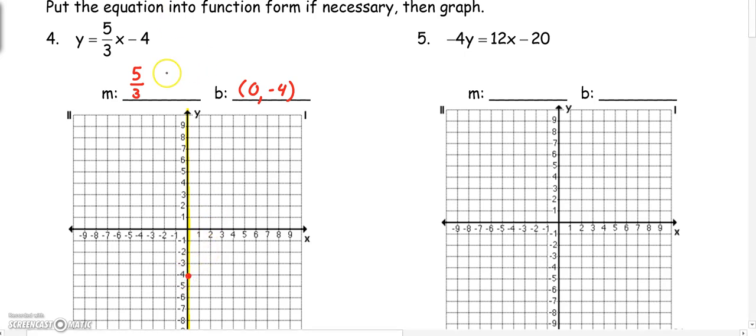Then I use my slope. My first number tells me if I go up or down. Because it's positive, I go up 5 and then right 3. So from my first point, I'm going to go up 5 over 3, place a dot. I'm going to do the same thing one more time. Up 5 over 3, place my second dot, and then I can connect my line.